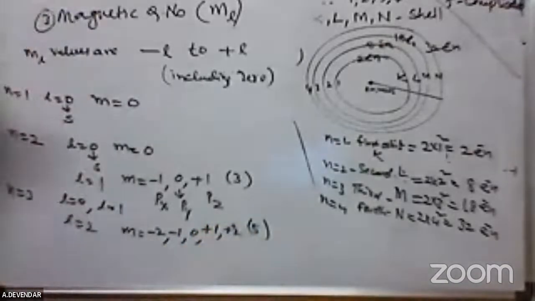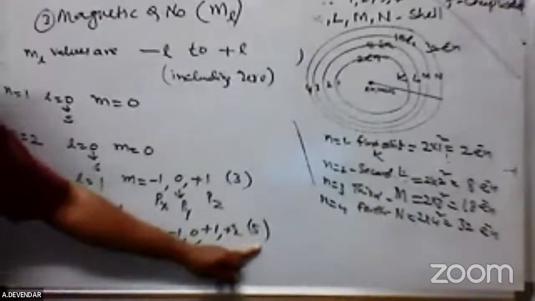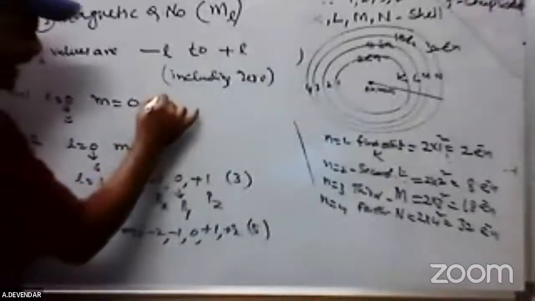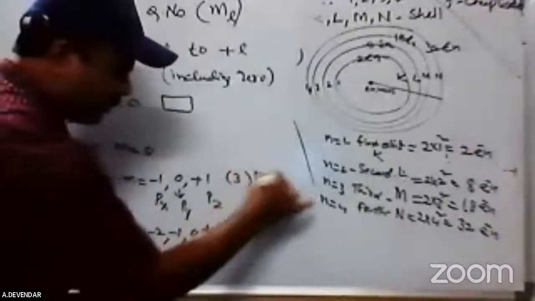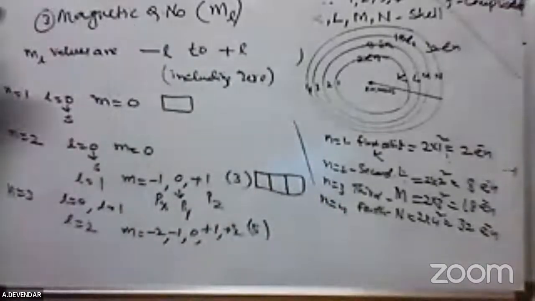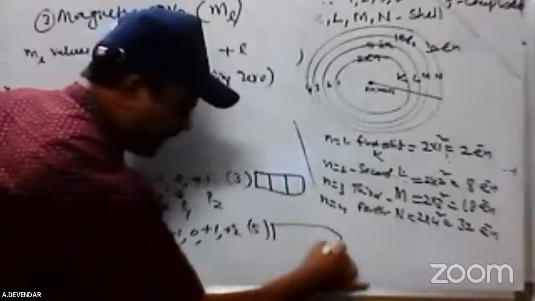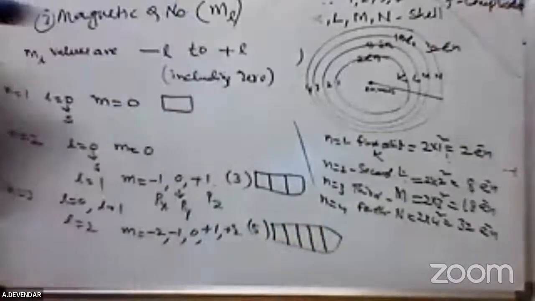5 orbitals. 5 subshells. These are the subshells. So that's why, if you see, the s orbital you can write as a single box. If you write the p orbital, you can write as 3 boxes. These are the 3 partitions. The d orbital you can write as 5 partitions: 1, 2, 3, 4, 5. These are the 5 partitions.